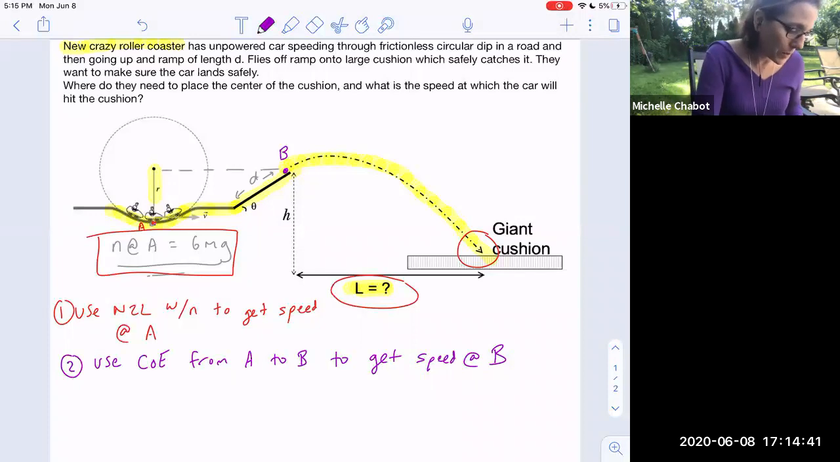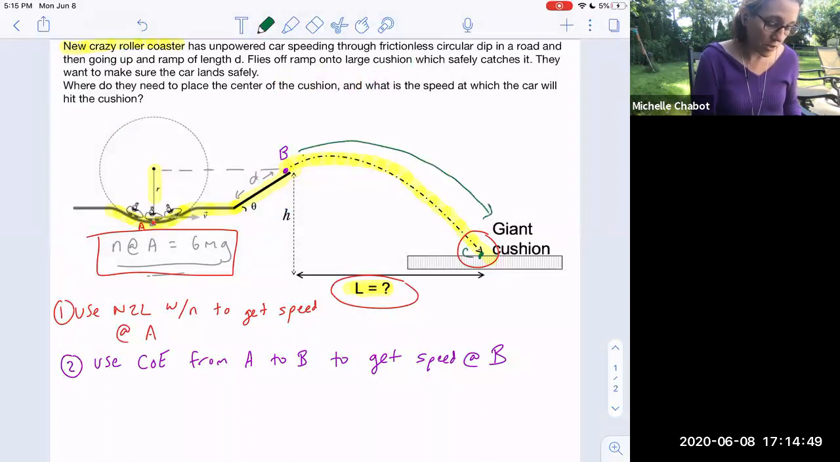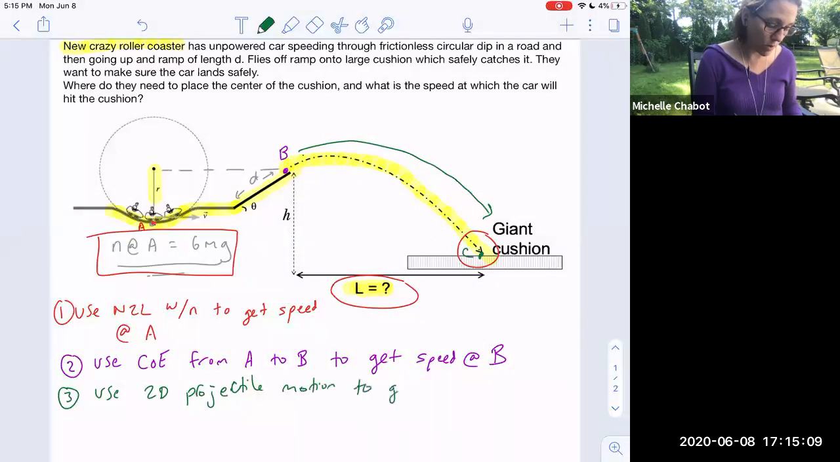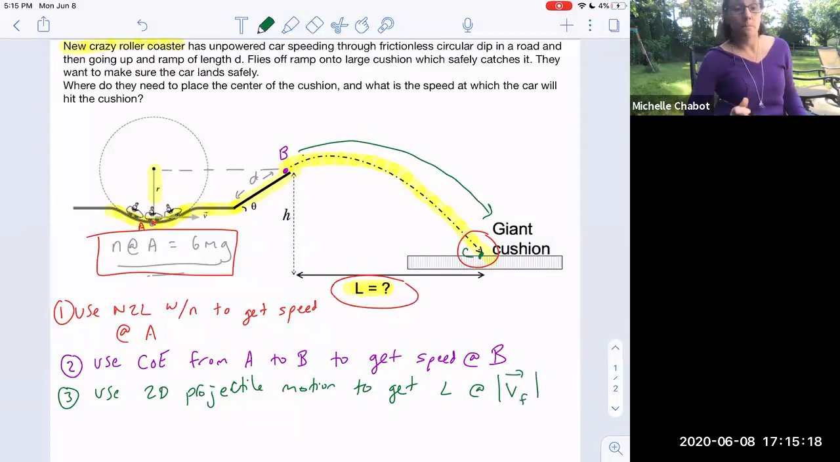Then what we can do is from point B to where it hits, which I'll call point C, this portion is going to be just our standard 2D projectile motion, and it's an angled launch. So I'm going to say use 2D constant acceleration. Another way to talk about that would be projectile motion. And there we're going to get both L and the magnitude of the final velocity vector, which is what speed is. All right, so let's go ahead and work through this.